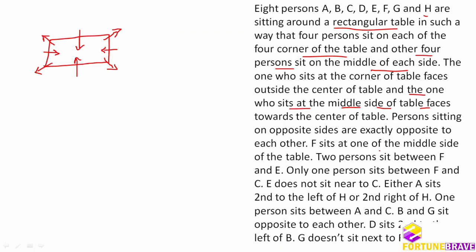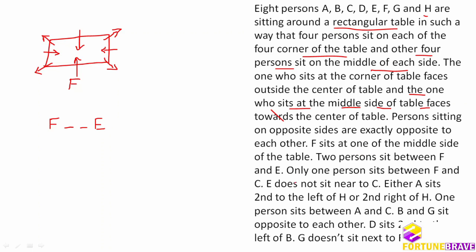F sits at one of the middle sides of the table. So when they say F sits at one of the middle sides, I am going to draw F here, in the middle. It can be anywhere, so that everything else will now fall in place. Two persons sit between F and E. So E can be here or E can be here. They are not given right or left.